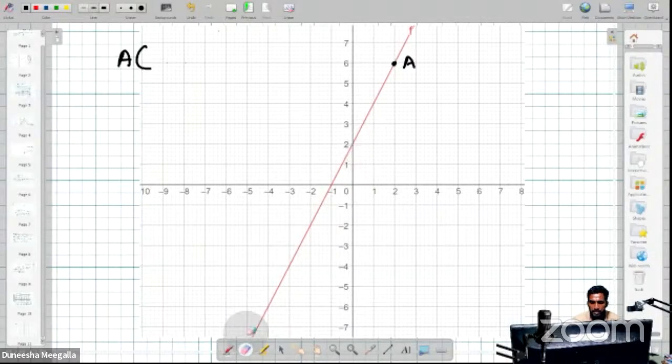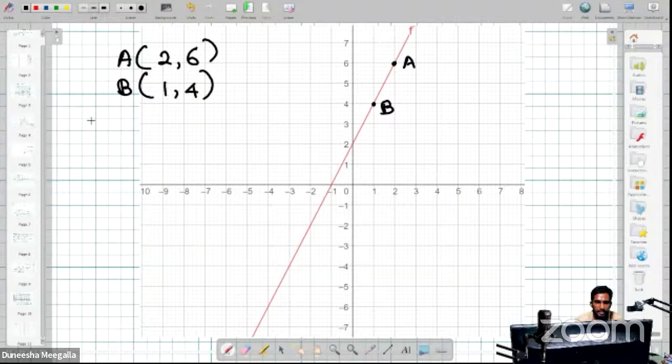Or let me take this point as B, here. A is what? What is the coordinate of point A? A is 2, what? Tell me, Inuri. 2, 6. Yes, 2, 6. B is, Satish, 1, 4. Now I am going to find the gradient using the coordinates.